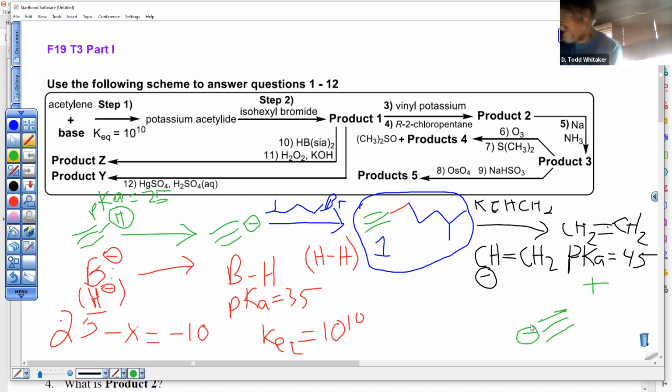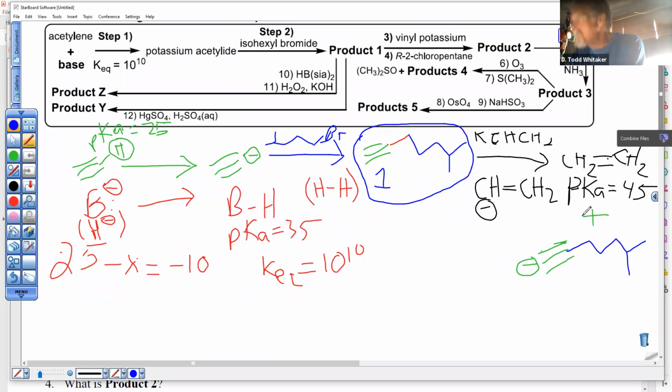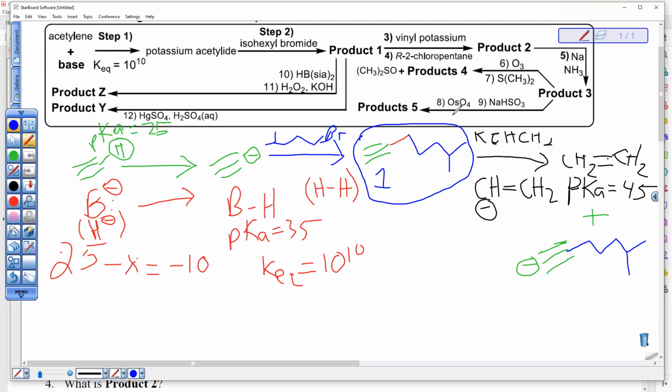And it's going with 2, 3, 4, 5. There. You'd laugh watching this. The screen is moving around because I'm hammering on it. Okay. So we're only finished with step 3 right now. We still have to do step 4 before we know what product 2 looks like. This reacts with R2 chloropentane.